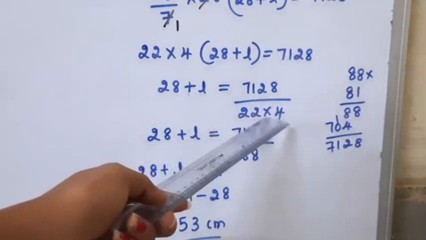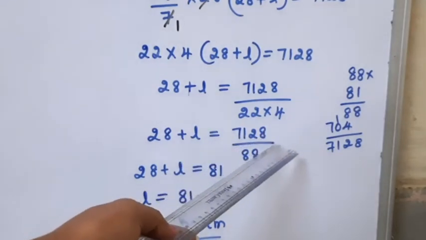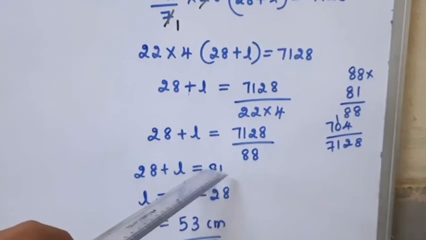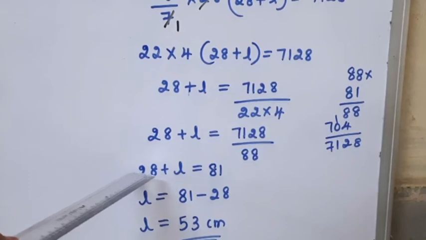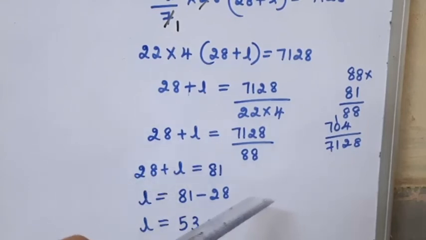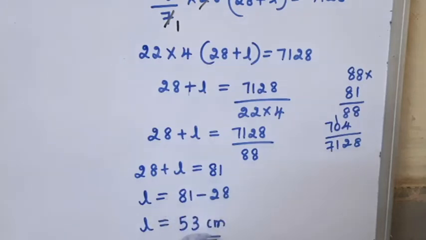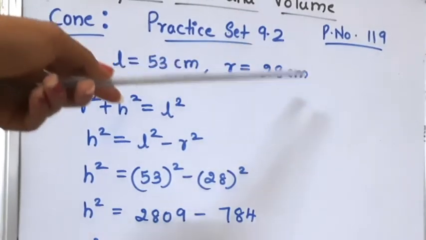7128 upon 22 into 4 is 88. Then 7128 divided by 88 is equal to 81. This you have to divide and you have to see. Then we will take this 28 to that side. Here it is positive, when it goes to this side it becomes negative. Therefore L is equal to 81 minus 28, which is equal to 53. Now we got this slant height L as 53 centimeter. Now that we got L equal to 53, R we already know as 28 centimeter.